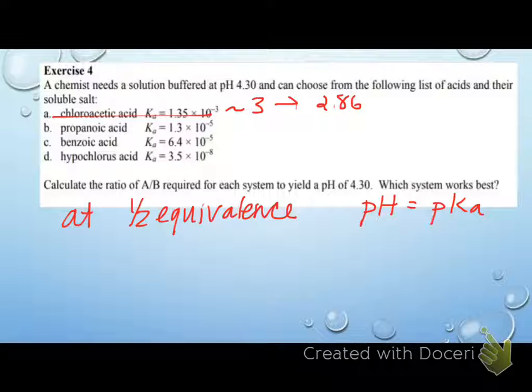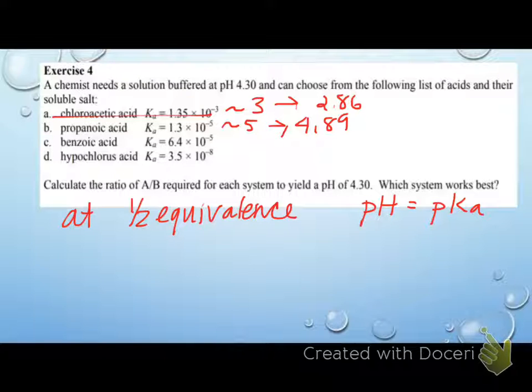Because your buffer region is around that half equivalence point, remember? The propanoic acid, if I just did the negative 5, it'd be a pKa of 5, but I got some other numbers in there. So it's going to be around 5, and it actually works out to be 4.89 when you do the actual math.